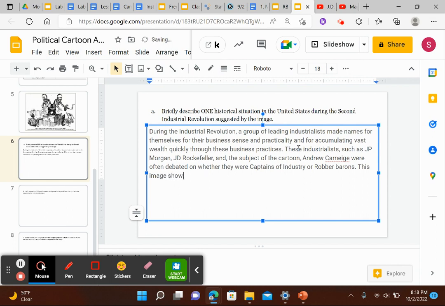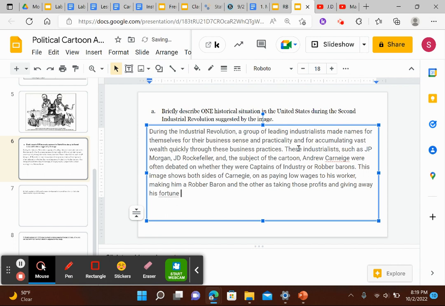This image shows both sides of Carnegie, one as paying low wages to his worker, making him a robber baron, and the other as taking those profits and giving away his fortune to the American and Scottish public.